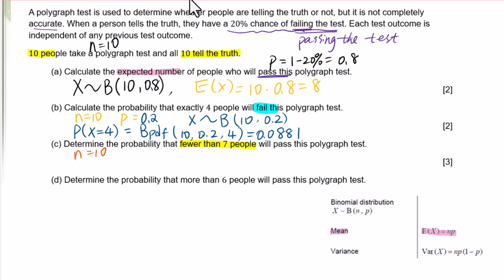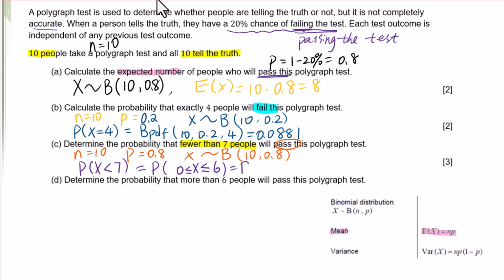C. Determine the probability that fewer than 7 people will pass this polygraph test. N equals 10. Probability of the desired outcome is 0.8. X follows a binomial distribution with 10, 0.8. We are looking for the probability of X less than 7, which means we are looking for the probability of X less than or equal to 6, greater than or equal to 0.